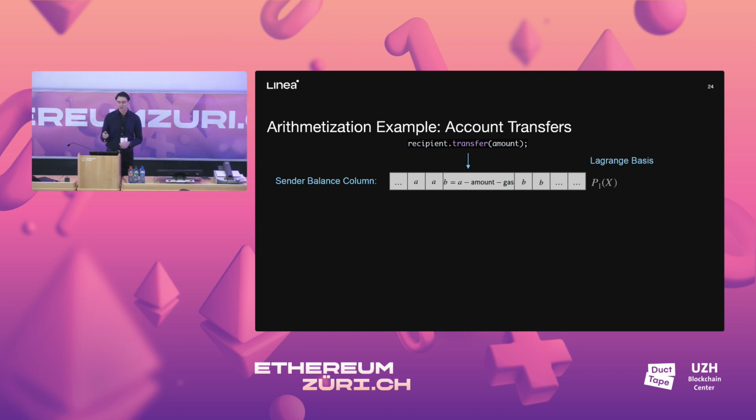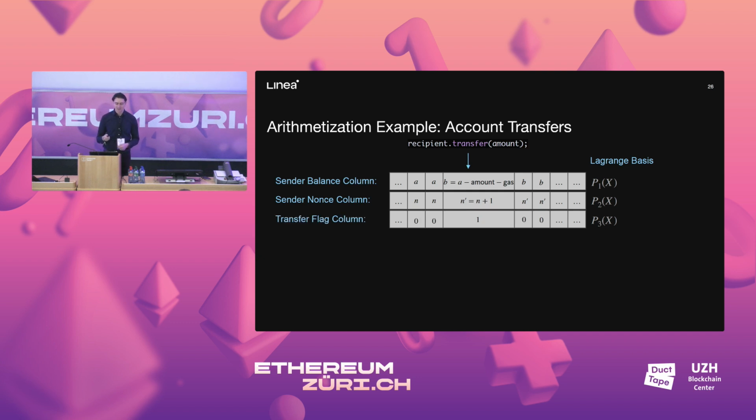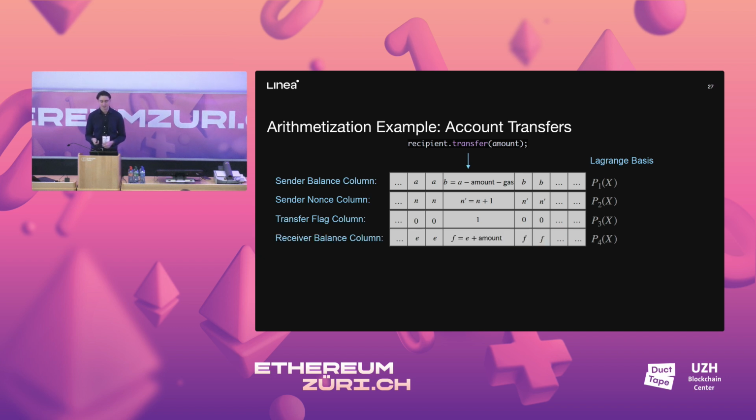And you can imagine, for example, you have a sender balance where the balance remains the same, and then at the time of transfer, we lose the amount and we lose the gas, and then we stay constant again. This is then going to be a polynomial P1(x) in Lagrange basis. We can have a nonce column where everything is constant, and then because we send the transaction, now the nonce increases, and then again constant. A transfer flag that basically just says, look, now I'm transferring things. A receiver balance column that is like the opposite of the sender one, except for the gas.